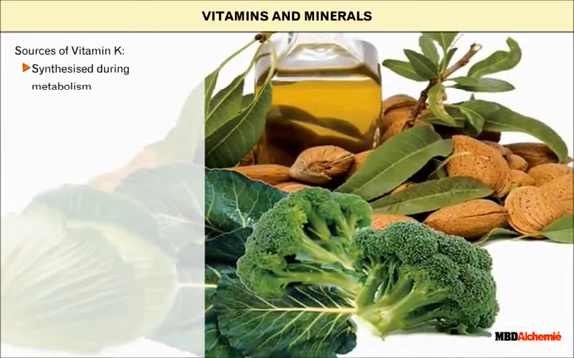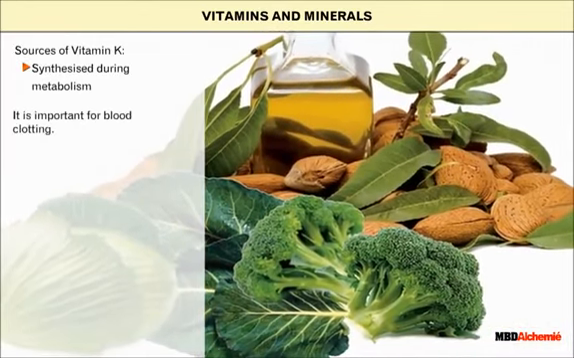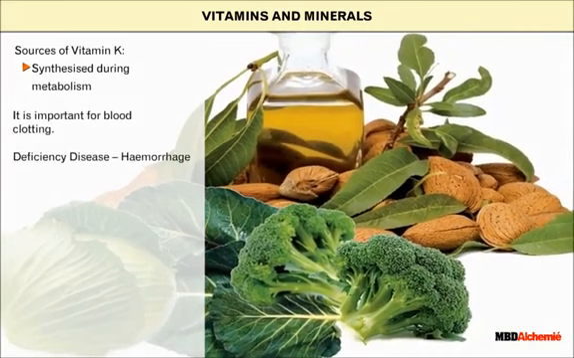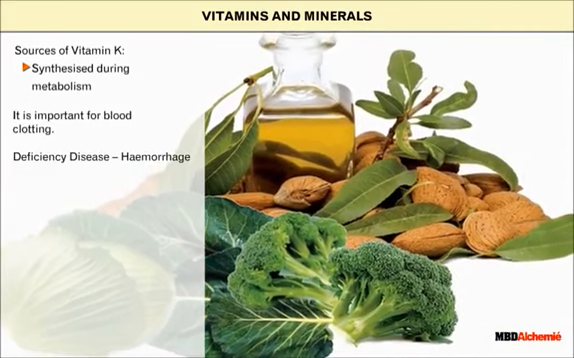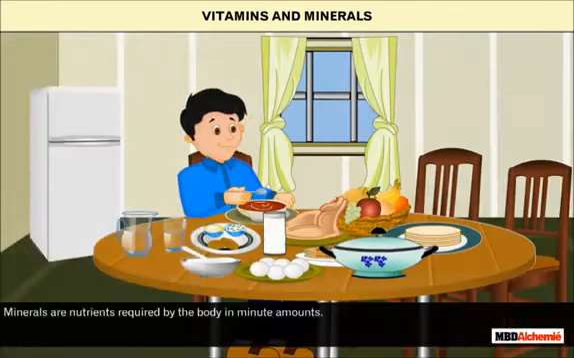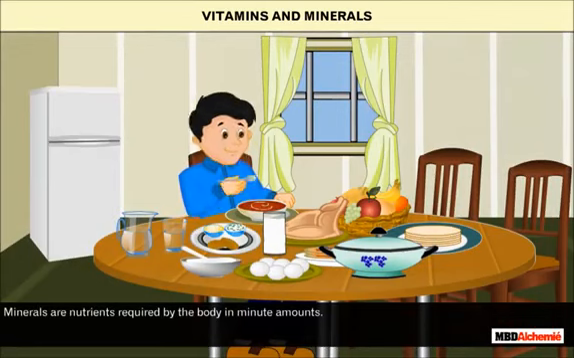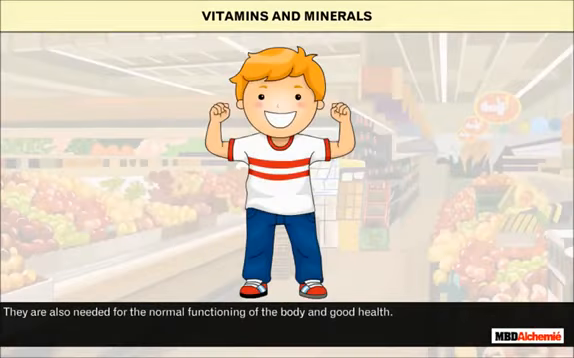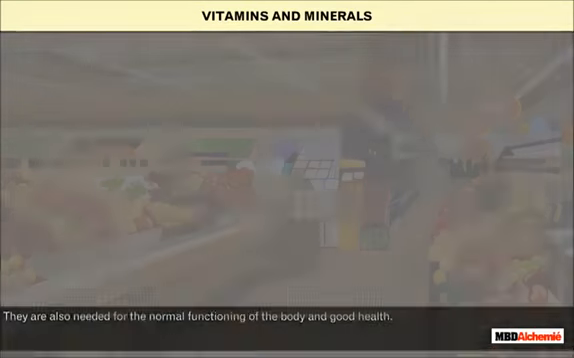Vitamin K is synthesized during metabolism. It is important for blood clotting. Deficiency of vitamin K causes hemorrhage. Minerals are nutrients required by the body in minute amounts. They are also needed for the normal functioning of the body and good health.